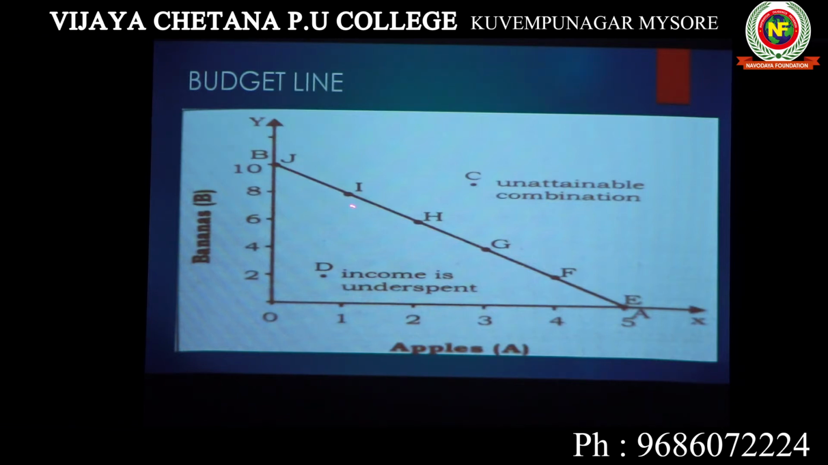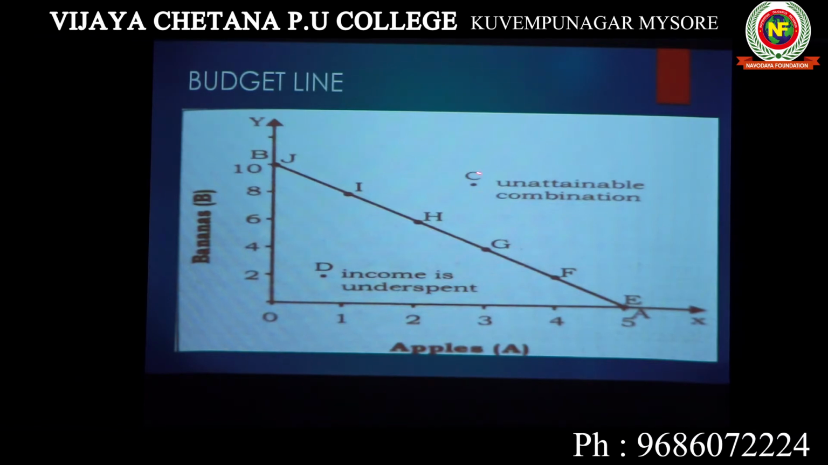Locus means joining. We are joining J, I, H, G, F, E. So these combinations are joined by a line. That line is called the budget line. I hope you have understood the budget line. So within the budget line, he has to purchase.